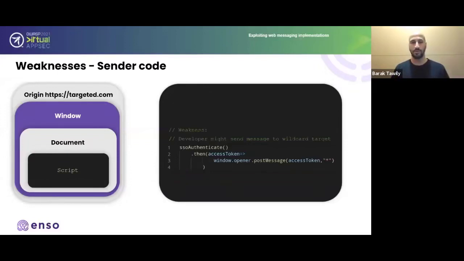This SSO authenticate function is used in order to generate an access token for an authenticated user. Then it uses window.opener to get a window reference for whoever opened it, and sends a message with the access token and the target origin specified as a wildcard, which means that any recipient can receive this message, and it sends, obviously, the access token.